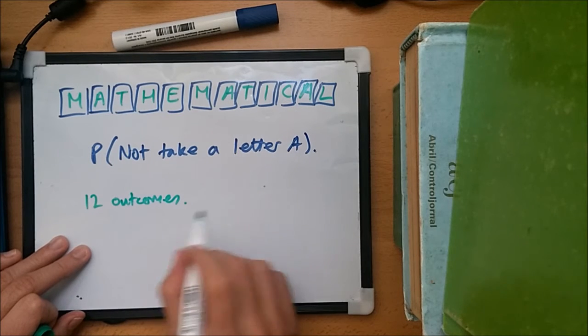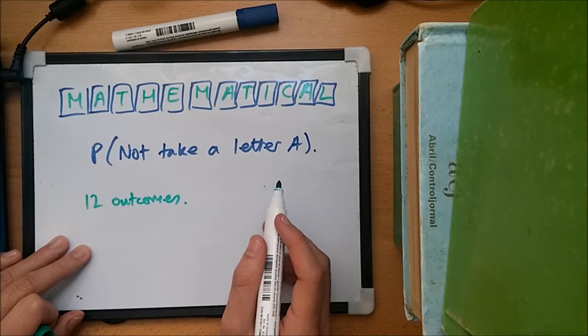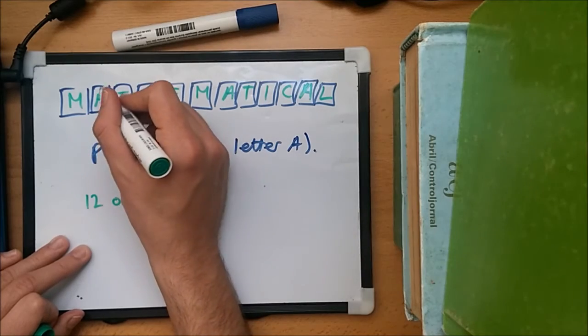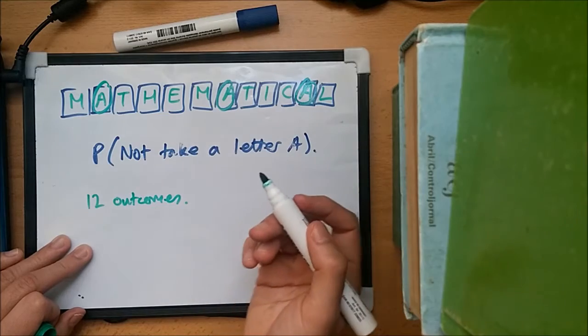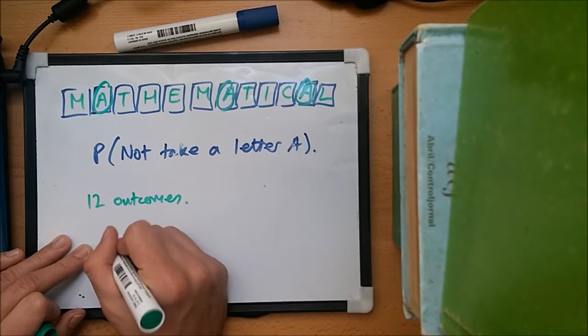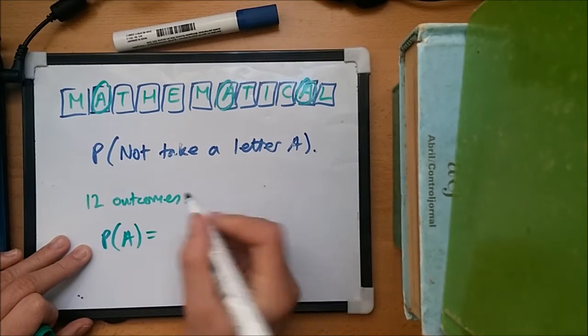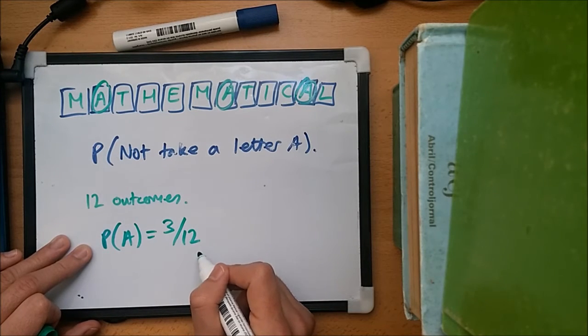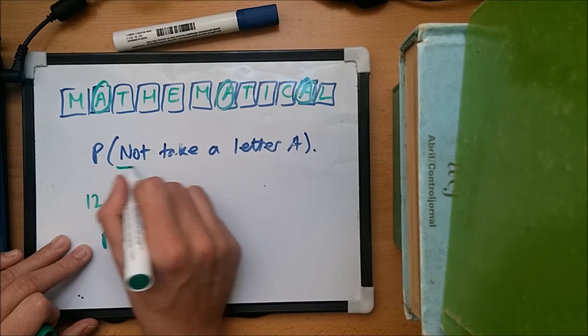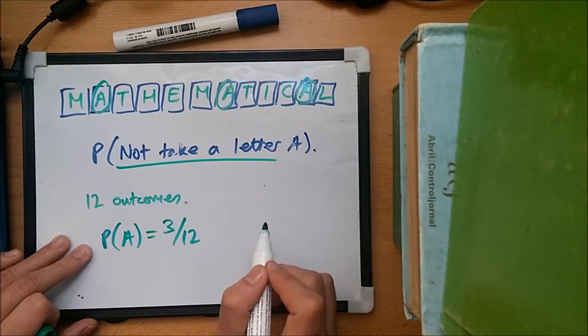Now, what's the probability that he does not take an A? Well, A appears here, it appears here, and it appears here. So we know A appears 3 times. So if we said probability of taking A, we know it happens 3 times and there's a total outcome of 12. However, the question said probability of not taking the letter A.